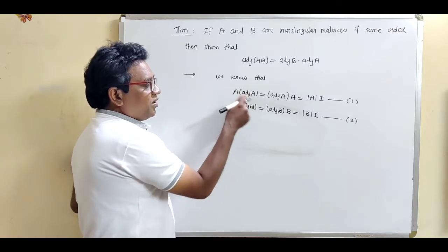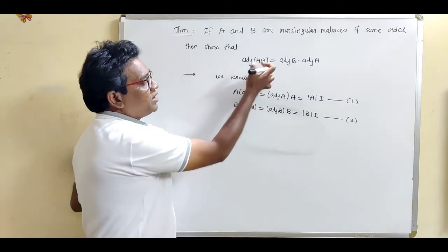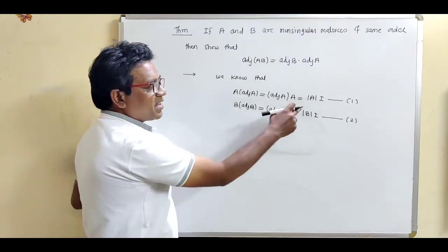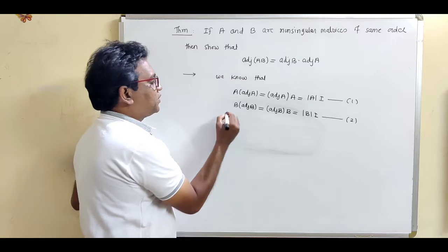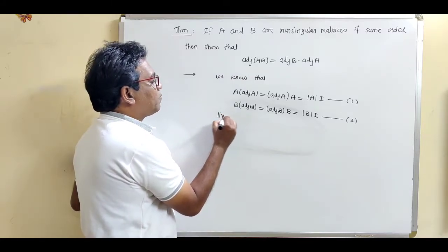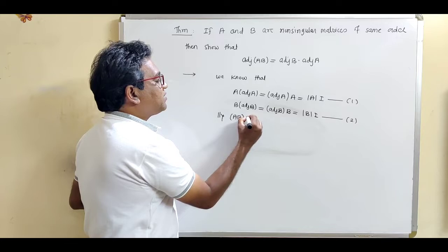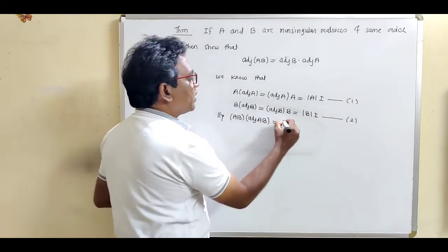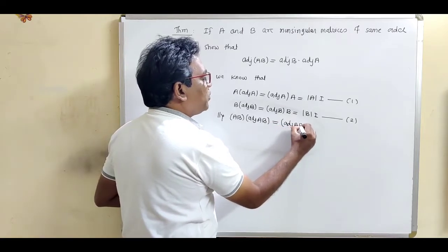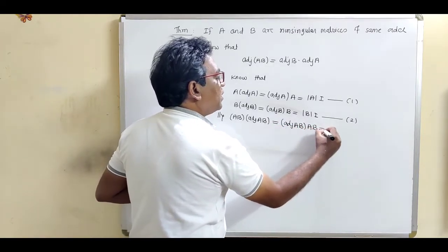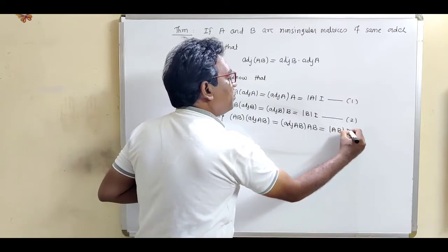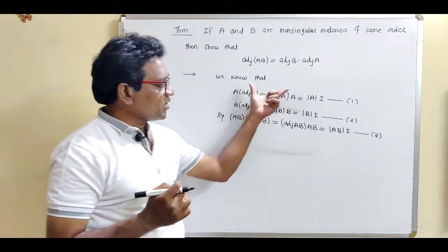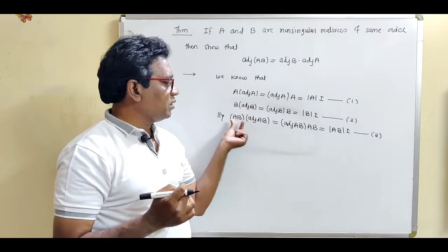A is non-singular, B is non-singular, so obviously their product AB is again a non-singular matrix. So we can use this same result for this matrix AB also. So write down here, similarly, we know AB into adjoint of AB is same as adjoint of AB into AB, which is same as determinant of AB into I. Suppose this is equation number 3. So these are the standard results for the matrix AB.